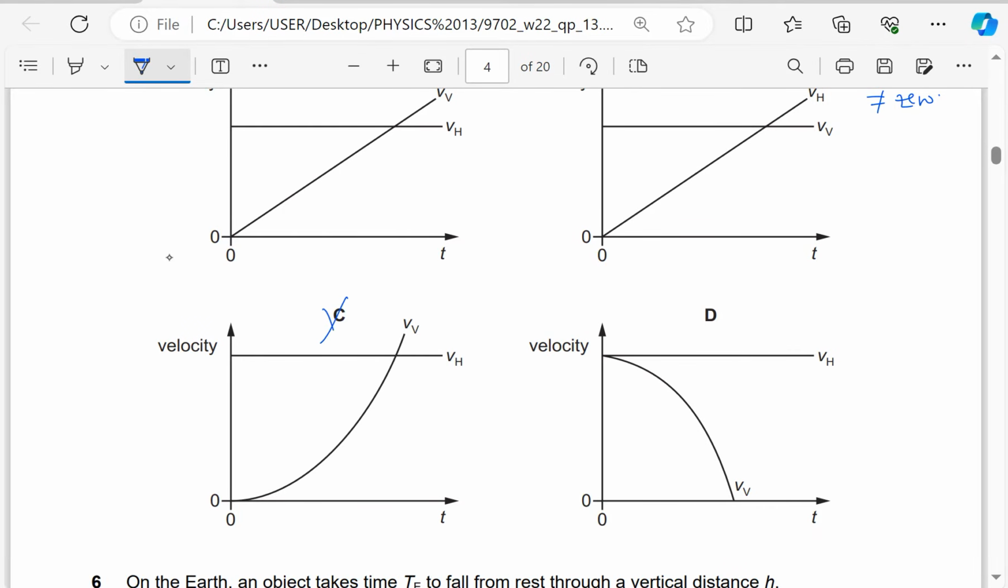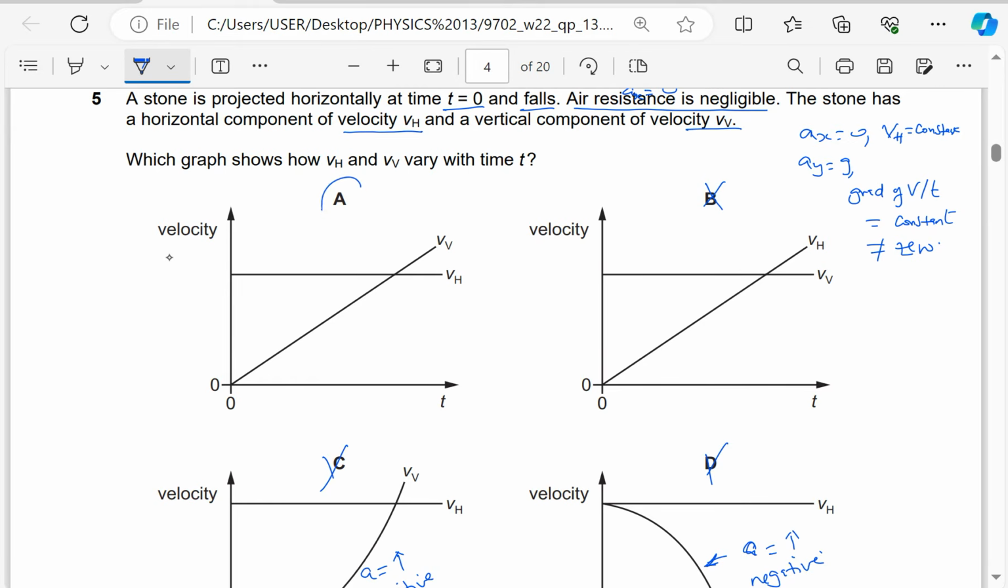So C is wrong, because this one shows acceleration is increasing, because the gradient of this curve is increasing. This one also shows that the acceleration is increasing, but it's negative. Here, acceleration is also increasing, but it is negative. This was increasing but positive because the gradient is increasing but positive. Here the gradient is increasing but negative. So in both cases, the acceleration is not constant. So our answer is going to be A, where a straight line means a constant gradient for the velocity-time graph, which means a constant acceleration.